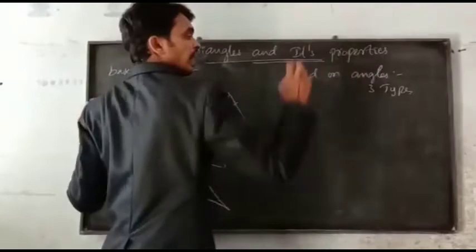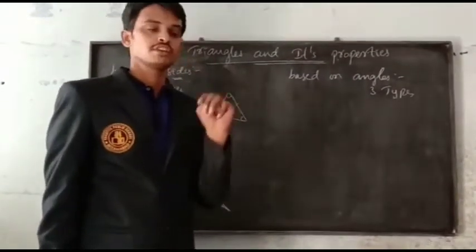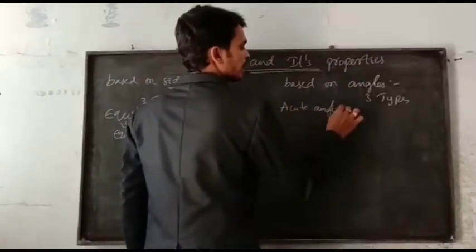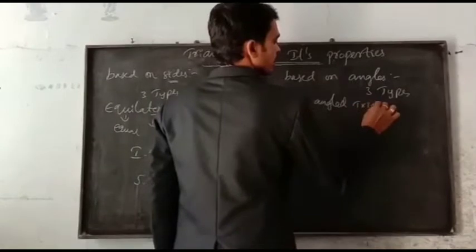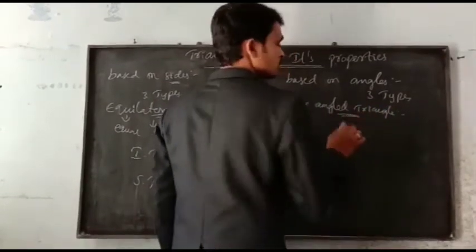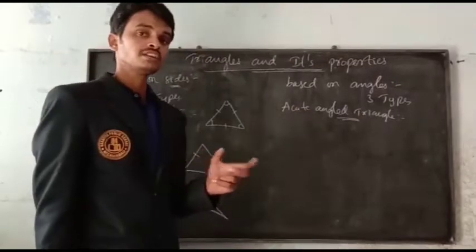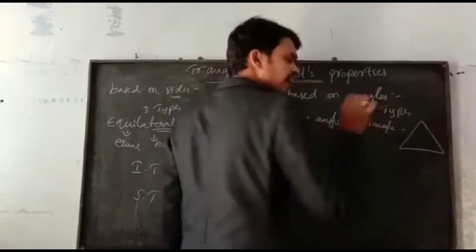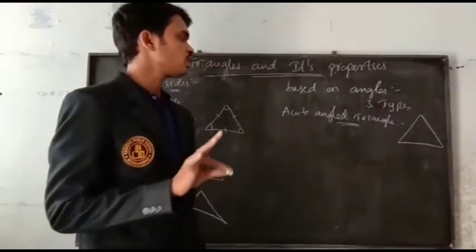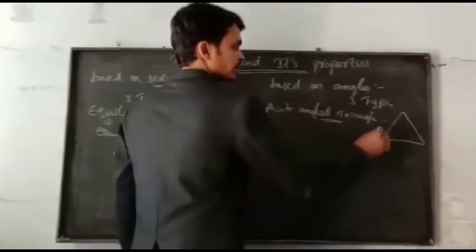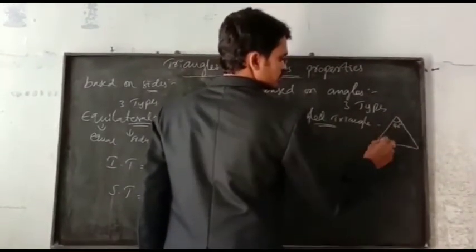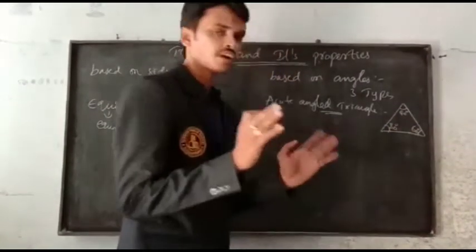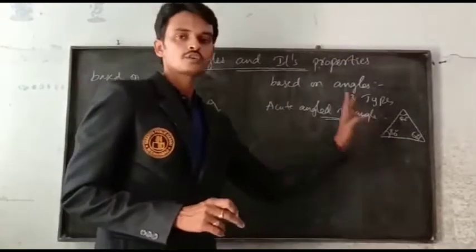Next, based on angles. Based on angles also there are 3 types. The first one is the acute angled triangle. What is meant by acute? Acute is nothing but an angle between 0 degrees and 90 degrees. So in a triangle, if every angle is an acute angle, then the triangle is called an acute angle triangle. For example, 40 degrees, 80 degrees, 60 degrees. These are all between 0 and 90, so the triangle is called an acute angle triangle.